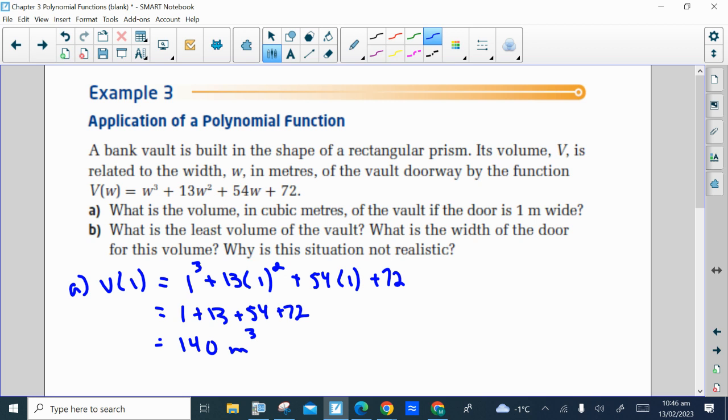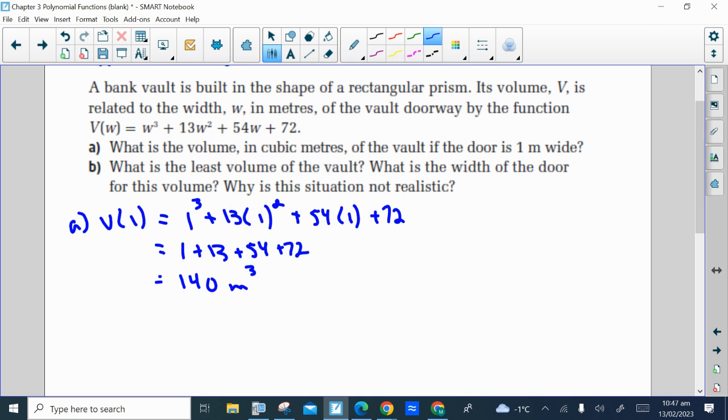Now, part B says, what is the least volume of the vault? What is the width of the door for this volume, and why is it not realistic? So when you look at the scenario we're dealing with, you would realize that the width can't be negative, because you can't have the width of the door being negative, all right? And the volume can't be negative either.